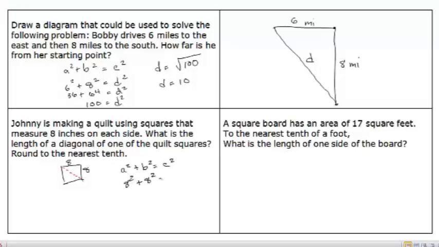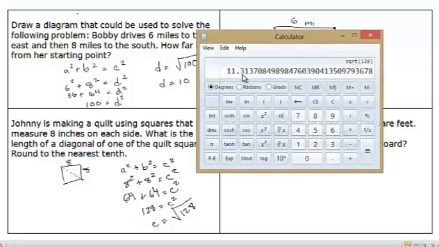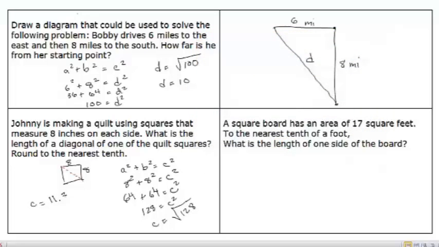Again, this is a right triangle, so you use the Pythagorean theorem. A squared plus b squared equals c squared. You substitute 8 in for your sides, you end up with c squared equals 128. So c is equal to the square root of 128. Our calculator tells us that the answer is 11.313 or 11.3.